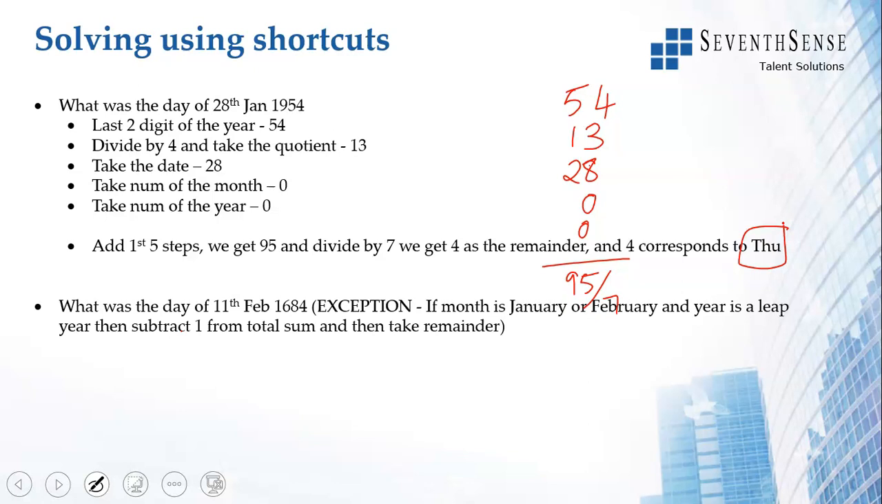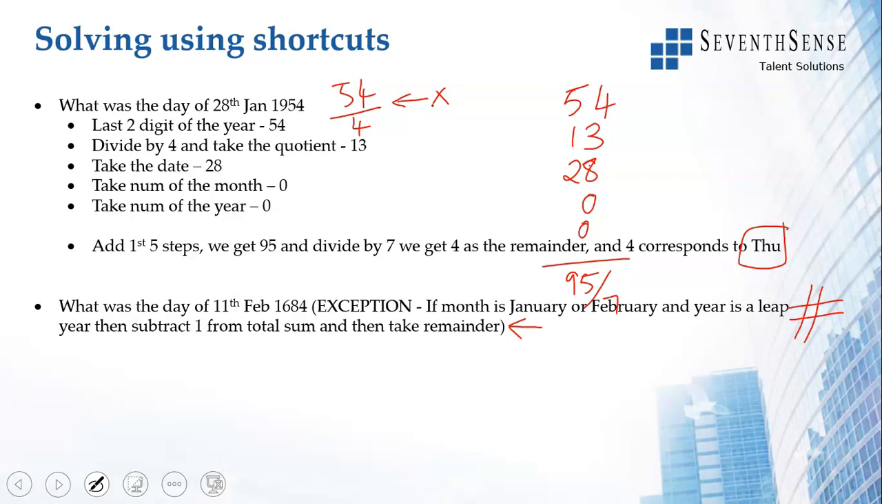So, the day of 11th Feb 1684. Here there is an exception to the rule that we have to remember. If the month is Jan or Feb, and this is very, very important, and the year is a leap year, then you subtract 1 from the total sum and take the remainder. Here 54 is not a leap year, so that exception doesn't come into play in this question. No exception. Here 84 by 4 is 21 with no remainder, so it is a leap year.